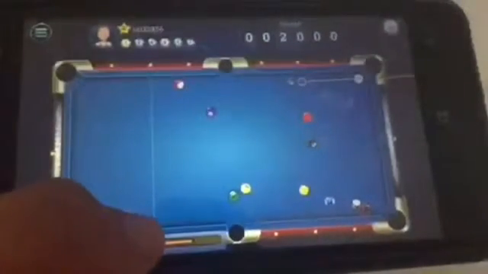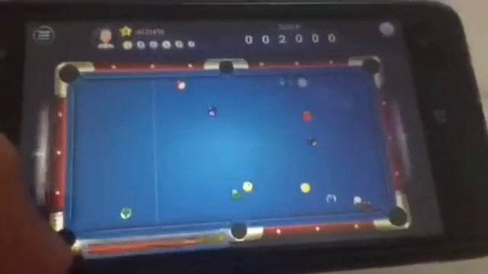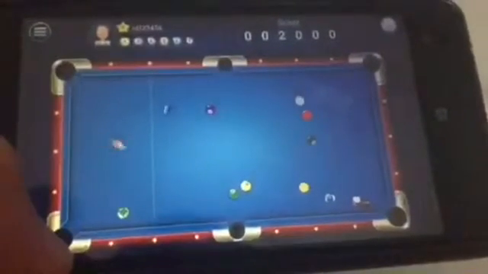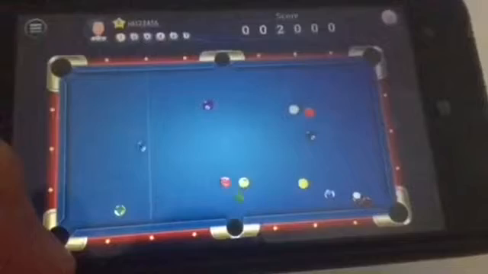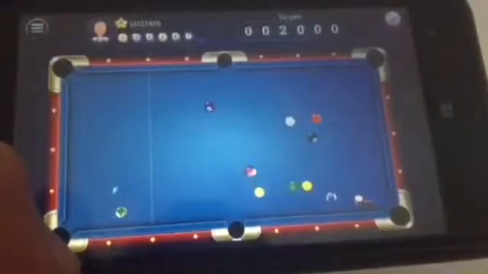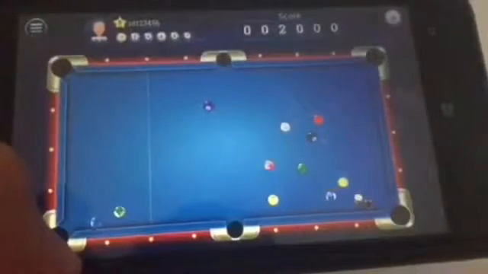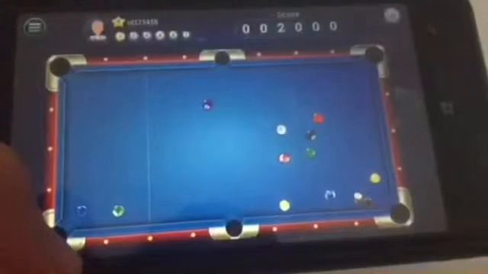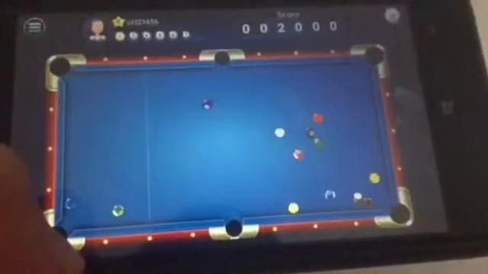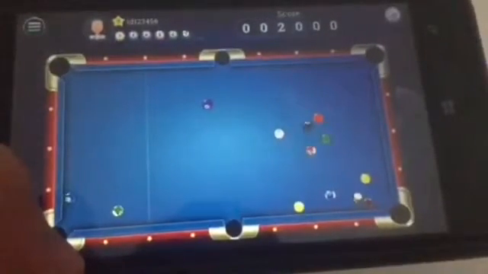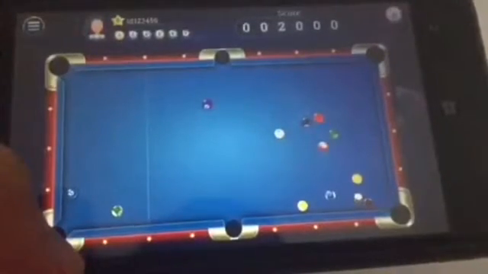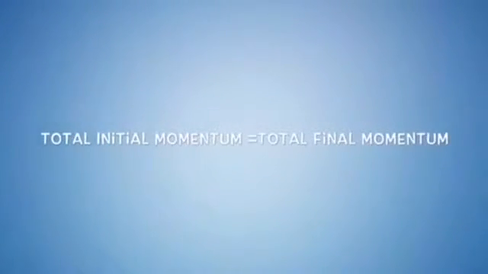Now consider this game. When the white ball hits the blue ball, the white one's velocity and momentum decrease, while the blue ball encounters an increase in velocity and momentum. The momentum of each ball changes due to the collision, but the total momentum of both balls remains constant. This is what we call the law of conservation of momentum. Total initial momentum is equal to the total final momentum.